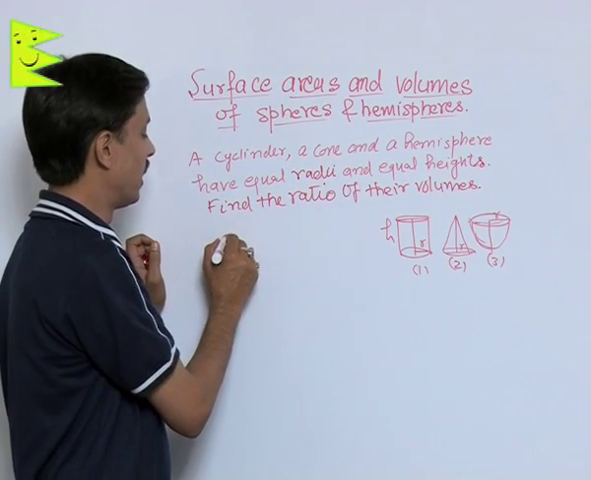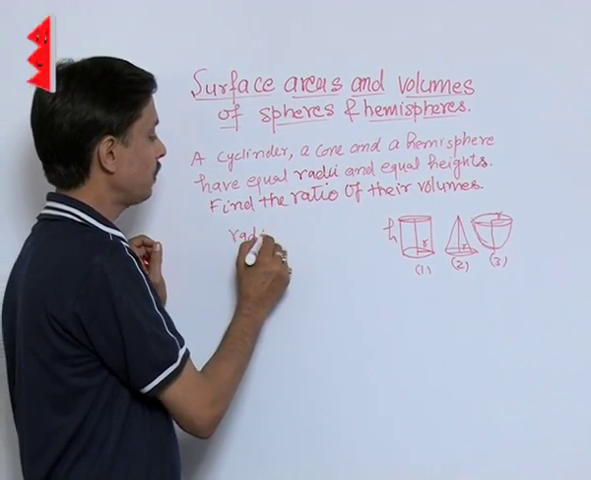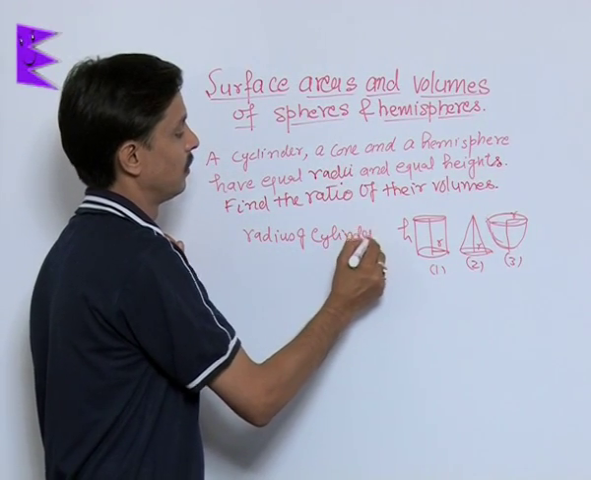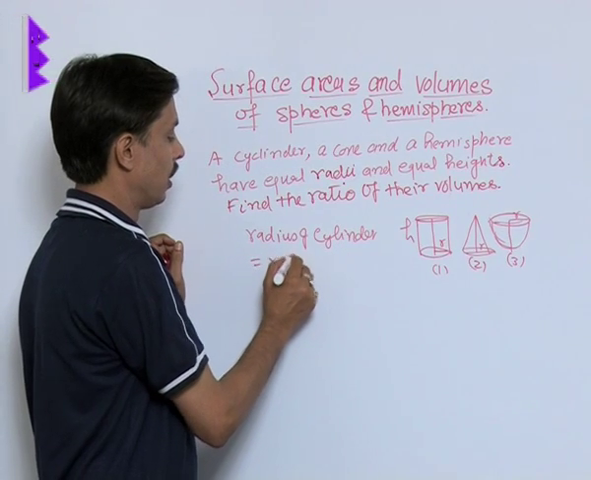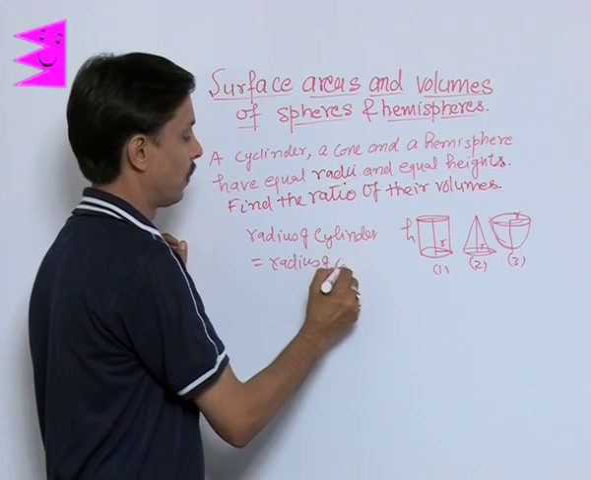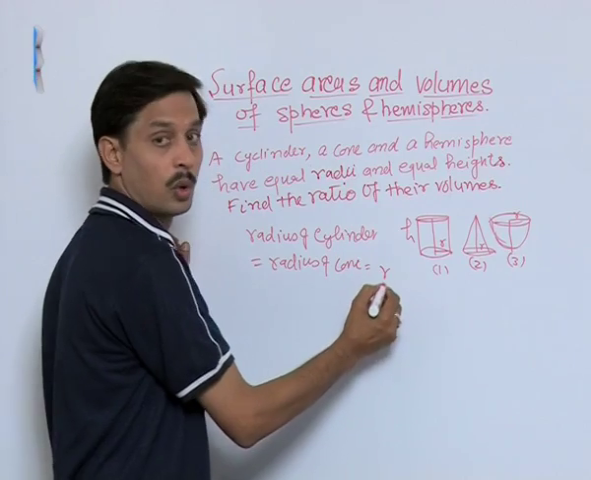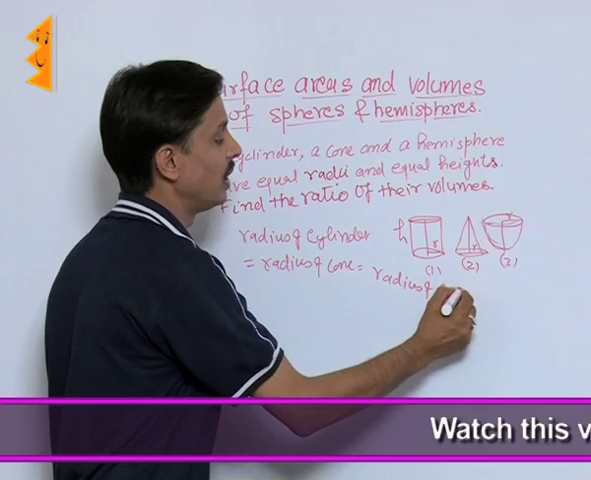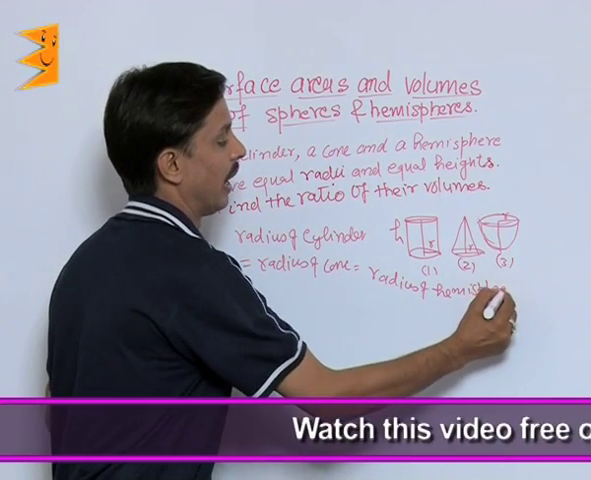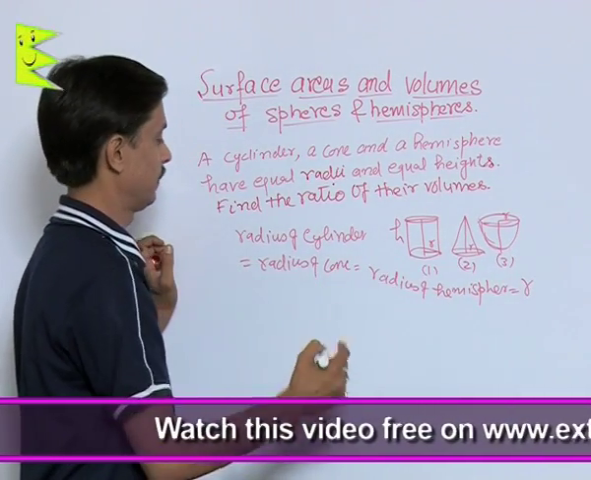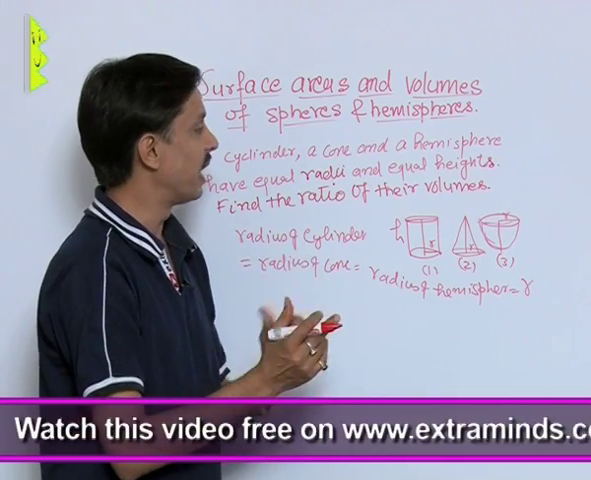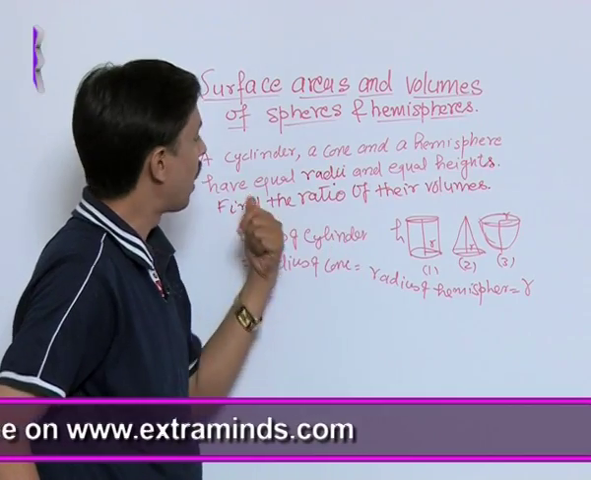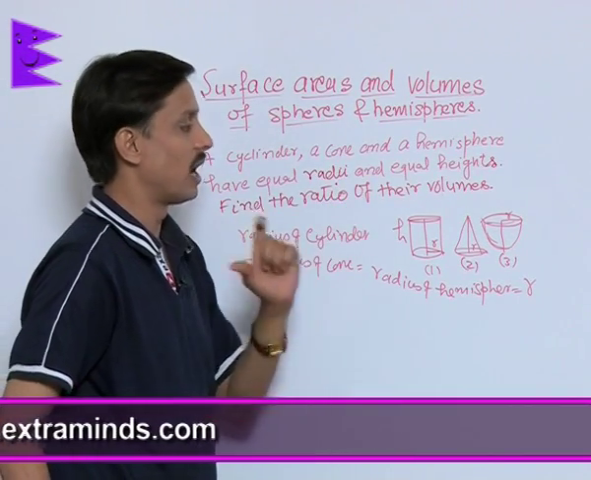I can write here: radius of cylinder is equal to radius of cone is equal to radius of hemisphere, and that is, suppose, r units, because all radii are the same. A cylinder, a cone, a hemisphere have equal radii and equal height.